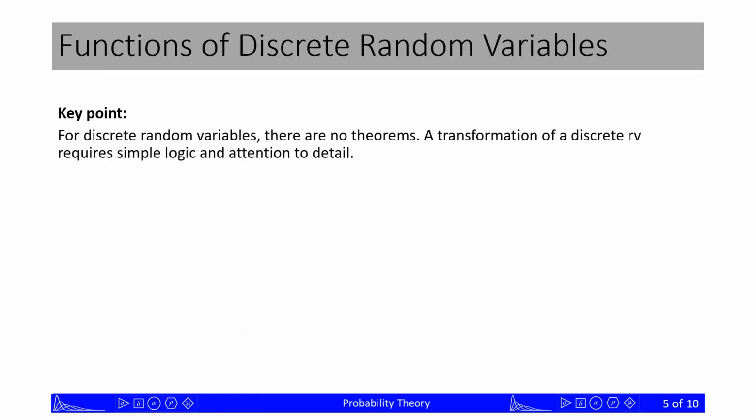So let's begin with discrete random variables. The key point here is that there are no theorems or shortcuts. We have to use simple logic and care to make the transformations. In many ways, discrete random variable transformations are easier than those for continuous random variables, and in other ways students may find them more challenging.